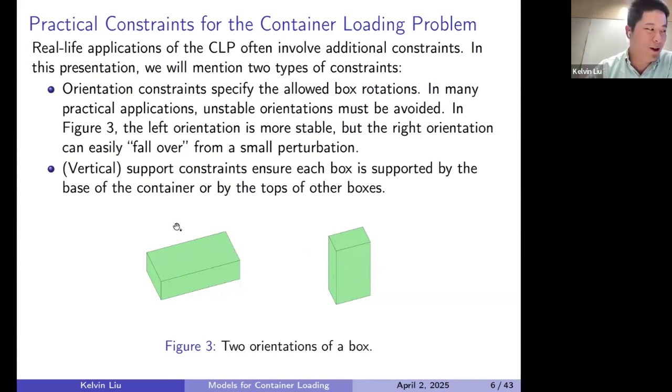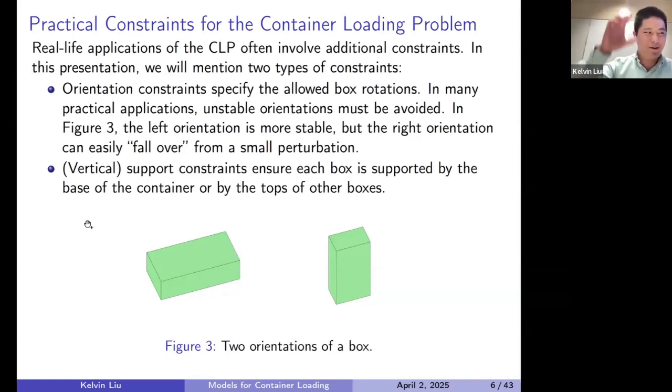I'll also briefly talk about vertical support constraints. Vertical support constraints ensure that every box is supported by either the base of the container, so it is basically on the floor, or by the tops of other boxes. Essentially, what it's saying is boxes can't just float in space if we're enforcing these constraints.